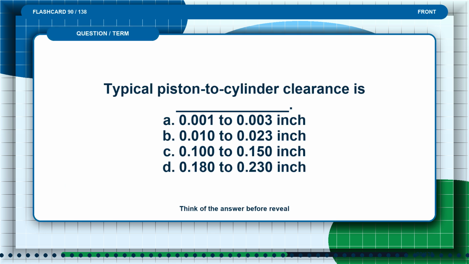Flashcard 90. Typical piston to cylinder clearance is blank. A. 0.001 to 0.003 inches. B. 0.01 to 0.023 inches. C. 0.1 to 0.15 inches. D. 0.18 to 0.23 inches. Pause and think of the answer before the reveal.